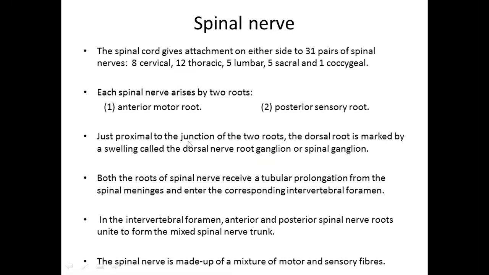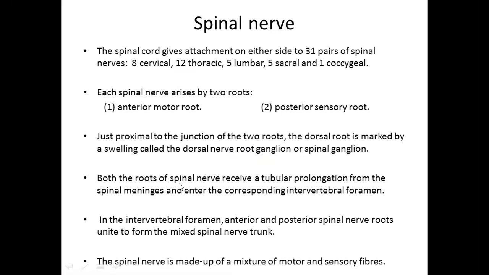Just proximal to the junction of the roots, the dorsal root is marked by a swelling called the dorsal root ganglion. Any sensory nerve must have a relay ganglion. So, the dorsal root ganglion is the relay ganglion of the spinal nerve.